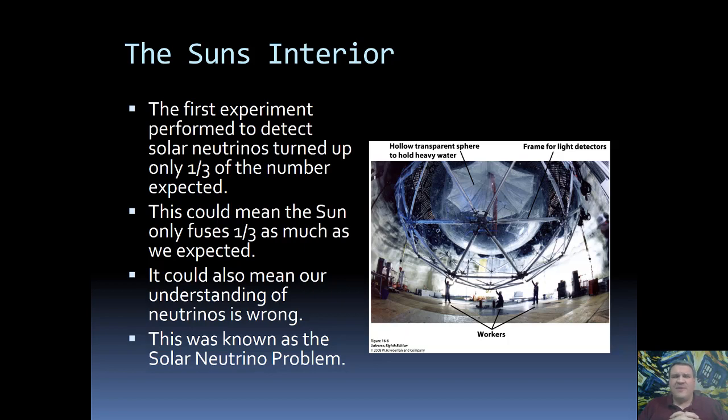Well, when they ran this experiment, this was in the 1980s, when they first ran it, they found only 1/3 of the expected number of neutrinos. 1/3. Now, this caused a huge problem. Either 2/3 of the sun's energy is being created by some other source that we have no idea what it is, or our models are wrong. Okay, so something is significantly wrong with what's going on here. So this was known as the solar neutrino problem.